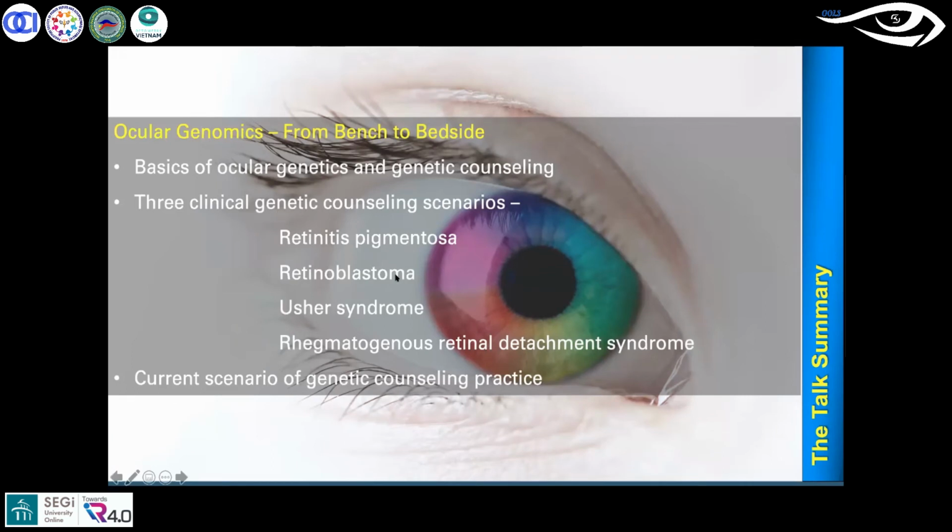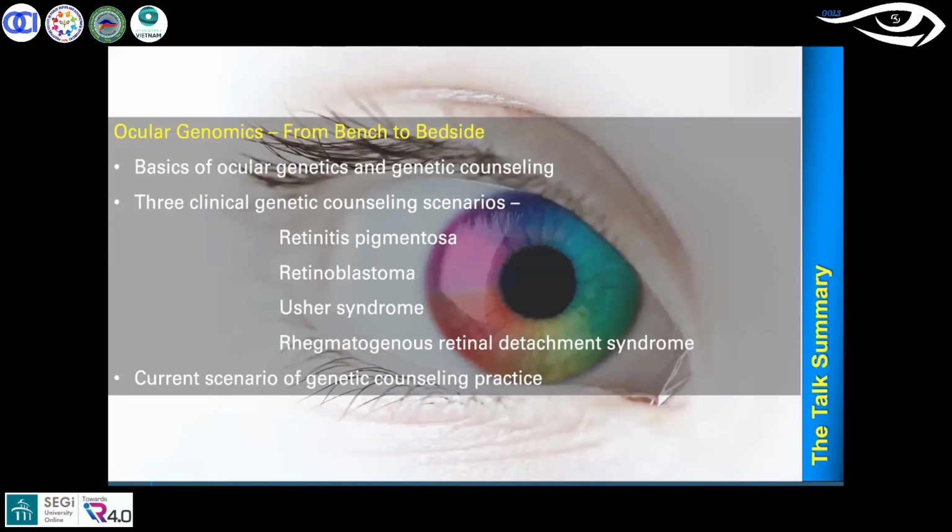Then I took 4 different cases and spoke about them: retinitis pigmentosa, retinoblastoma, Usher syndrome, and retinal detachment. As a genetic counselor, you should have an open mind, and the autonomy should be with the patient. We should be acting as a bridge between the genomic knowledge and the patient and the family. That's the most important function of us as genetic counselors.